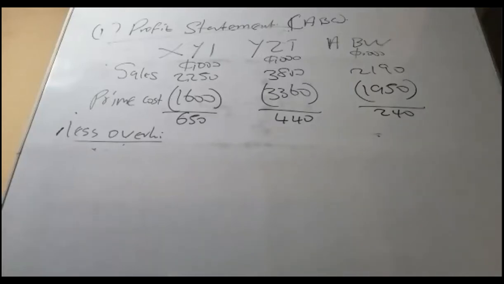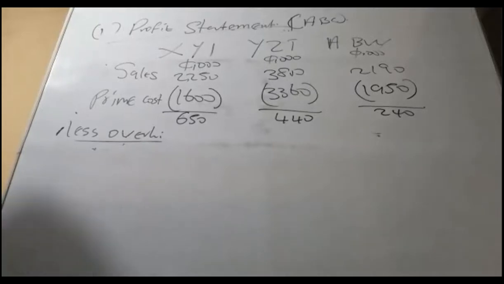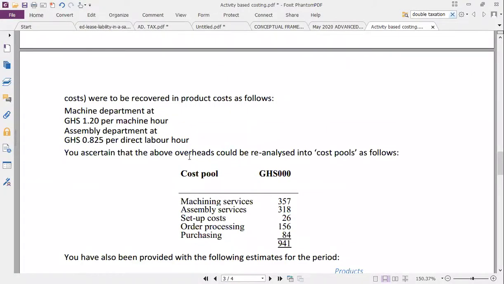Now, with a traditional system, either we use just a single rate or two to calculate the overhead absorption. Good. Okay, so let's go to the question. They have to tell us the basis of absorption for the traditional system. So you can see it here. Machine department, it must be what? 1.2 Ghana cedis per machine hour.